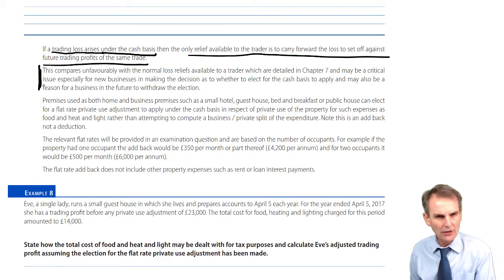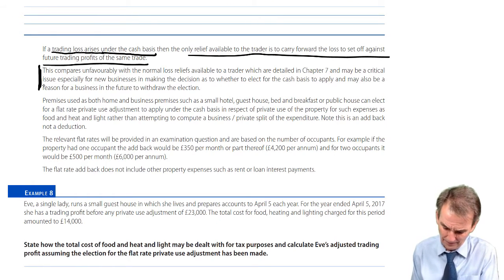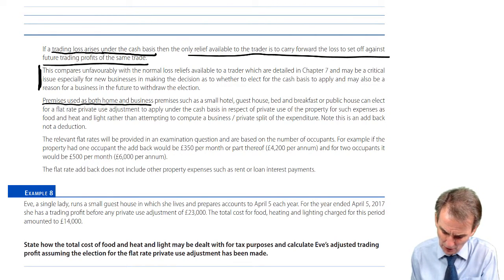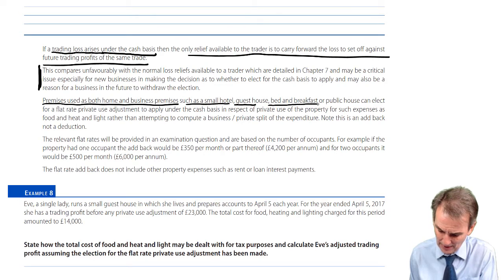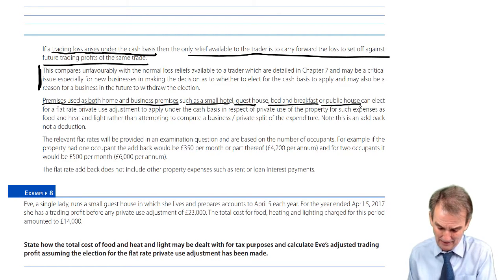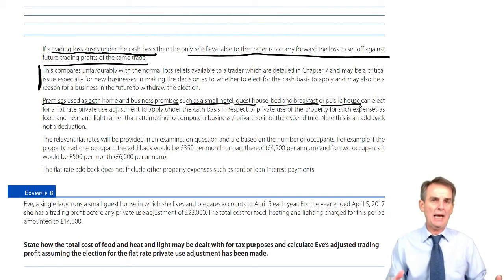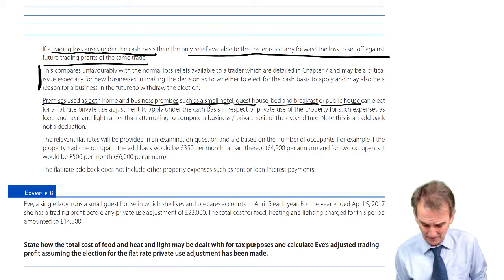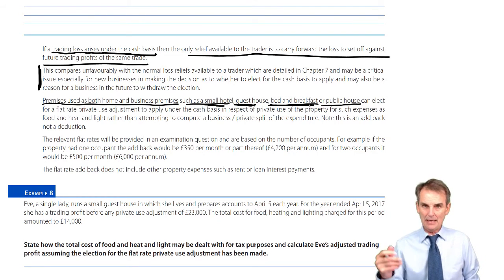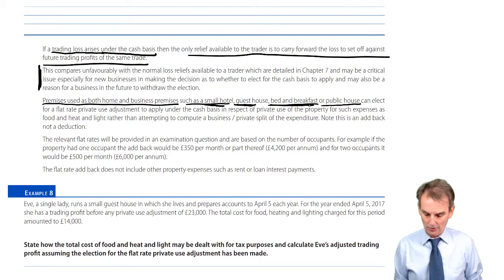Now the new bit in terms of this idea of another flat rate allowance to simplify the treatment of an issue where there's a business stroke private use division. Premises used as both home and business, such as a small hotel, guest house, bed and breakfast, or even public house. So what may happen is that you live in a property and you rent rooms out in that property, that it's either small hotel, guest house, bed and breakfast as they're known in this country. Again, B&Bs, you've probably heard wherever you are of Airbnb there. B&B, bed and breakfast as it is known.